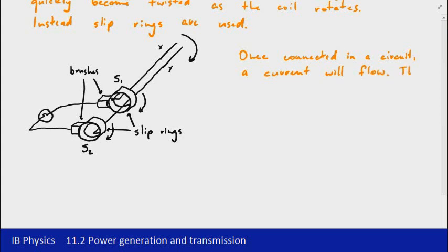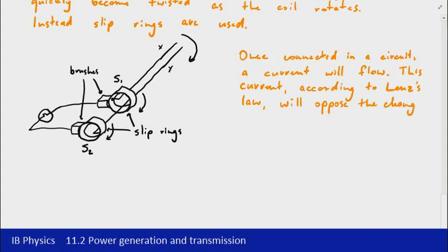And that current is going to flow according to Lenz's law. And you may recall, according to Lenz's law, the current is going to oppose the change in flux that caused it. Or more generally, it's going to oppose the change that caused it. In other words, that's going to provide a bit of a resistive force.